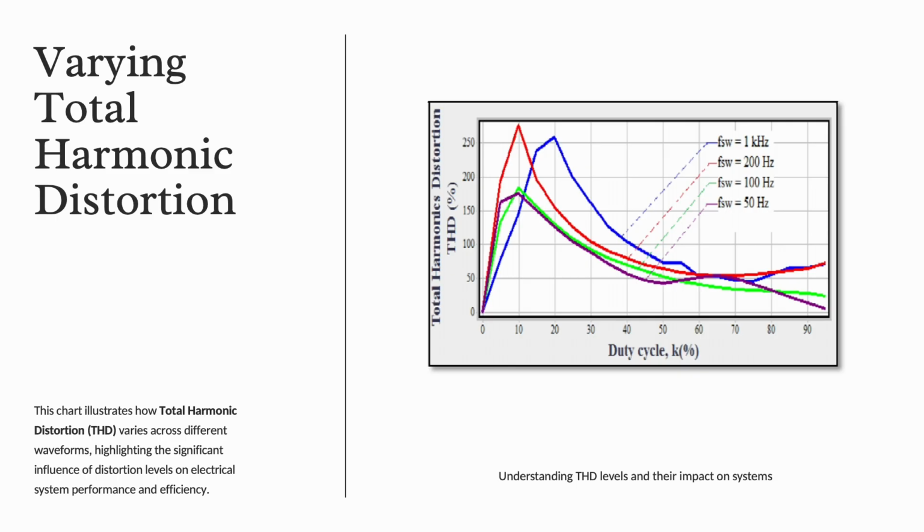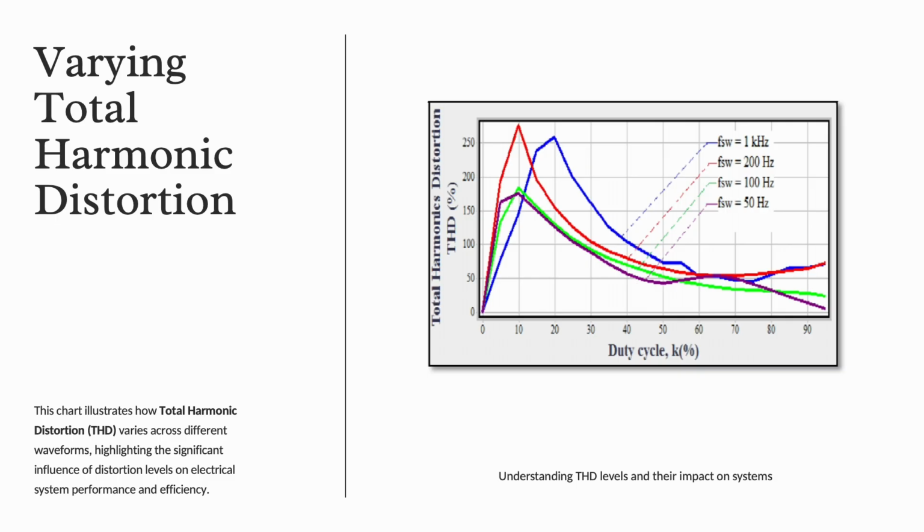So on this slide we have a graph that shows how total harmonic distortion, or THD, changes when the duty cycle of a system varies. Along the horizontal axis you can see the duty cycle, and on the vertical axis we have the THD percentage. You will notice that there are multiple curves, each representing a different switching frequency like 50 Hz, 100 Hz, 200 Hz and 1 kHz. Now what does this graph tell us?